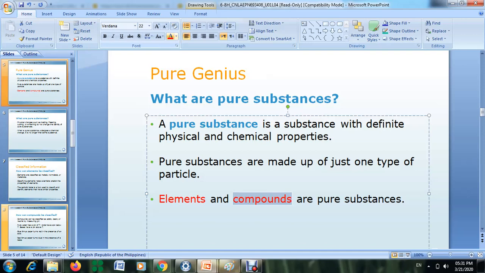So if you're talking about elements alone, I'm not talking about different elements together, I'm talking about the same type of element. And if you're talking about compounds, I'm not talking about different compounds. For example, if you have H2O, pure water, it doesn't contain anything else, it means it's a pure substance. So elements and compounds are considered pure substances. What about mixtures?